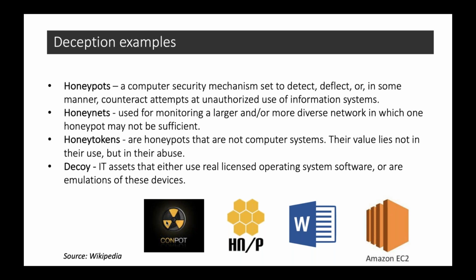So in my mind, honeypots and honeynets are more emulated. A decoy system is a full-blown system, very difficult to detect as a decoy or not. I want to make that distinction. I put a couple of examples here: Conpot, which is an ICS honeypot, and the Honeynet Project, a great resource. We're talking a little bit about honey tokens today, and our decoy system, which is based on an Amazon EC2 instance.